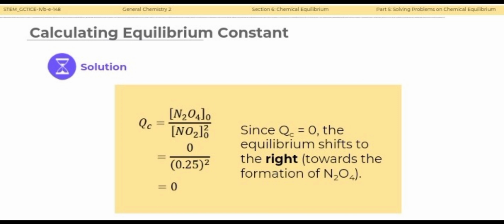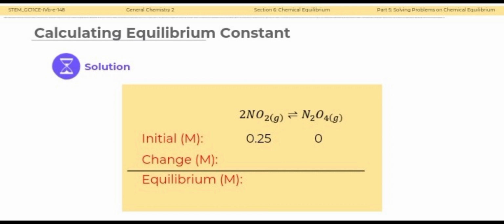Start by calculating the reaction quotient. Since no product is initially present, the value of the reaction quotient is obviously 0. Even though the value of the equilibrium constant is not yet given to us, it is logical to think that the equilibrium shifts to the right, or towards the formation of dinitrogen tetroxide. Let us tabulate the concentrations of the reactant and product before and at equilibrium.